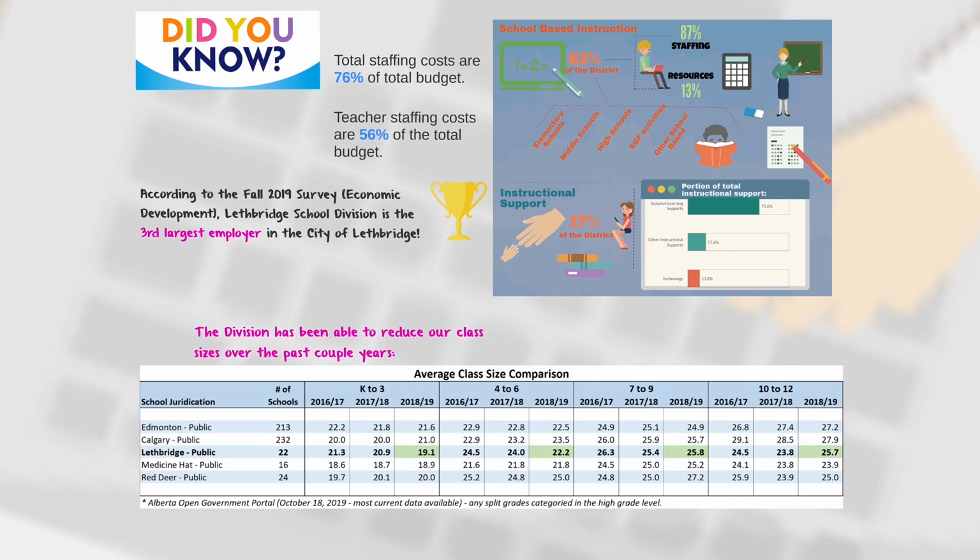And the division has been able to reduce our class sizes over the past couple of years, as this has been a priority for the division. However, certain factors outside of the division's control, such as the removal of class size grants, could add challenges in future years.